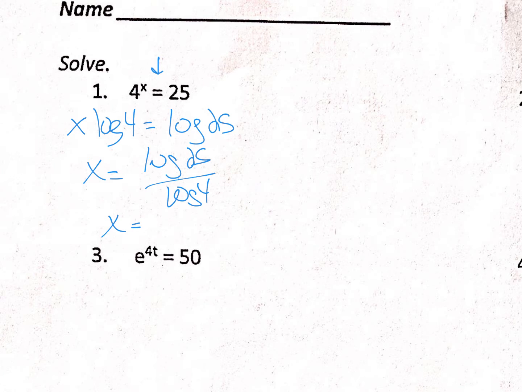When you punch it in, as I've said all week, make sure you close your parentheses around your 25 and your 4. Make sure it works correctly. You should get 2.3219 on that one.